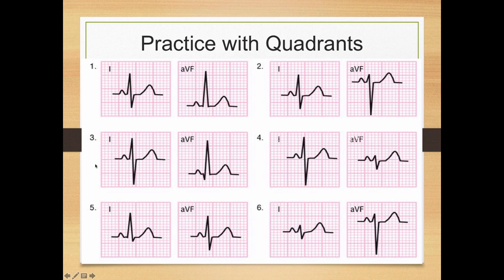Example 3. AVF, I think we can agree that that is mostly positive. There's a little bit of negativity. There's a little Q wave right there. But it's almost all positive. That's a good thing. So AVF is upright. I think we can agree on that. But what about lead 1? What do you see there? There's some positivity, there's some negativity. But is it more positive? Is it more negative?